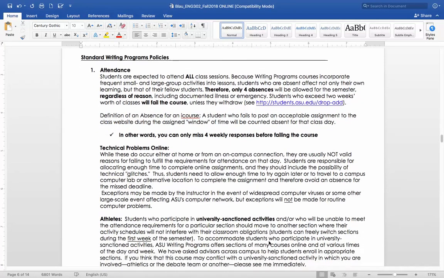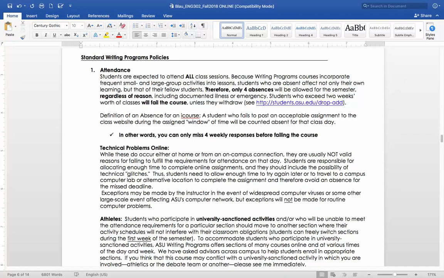Now we're getting into the writing programs policies that are across all writing programs classes. So if you have any questions about these, I'm happy to answer them, but a lot of these policies are not things that I've made up. They're department-wide. So in terms of absences, you are only allowed to have 4 absences.